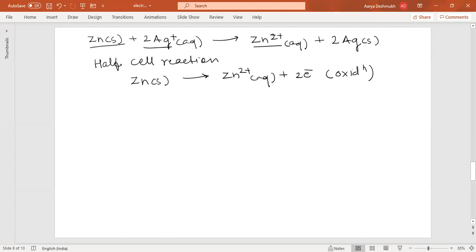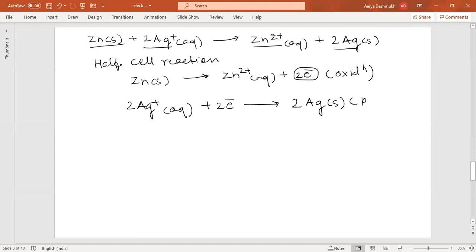Now 2 Ag+ is converted into 2 Ag. So write down the reaction for this: Ag+ in aqueous phase plus the 2 electrons which are lost here. Those will be gained by this, since this is a redox reaction, to balance the electrical neutrality, getting converted into 2 Ag in solid phase. So this is the reduction reaction. From this reaction, we are able to write these two reactions, oxidation and reduction. So always start writing from oxidation and then go for reduction.